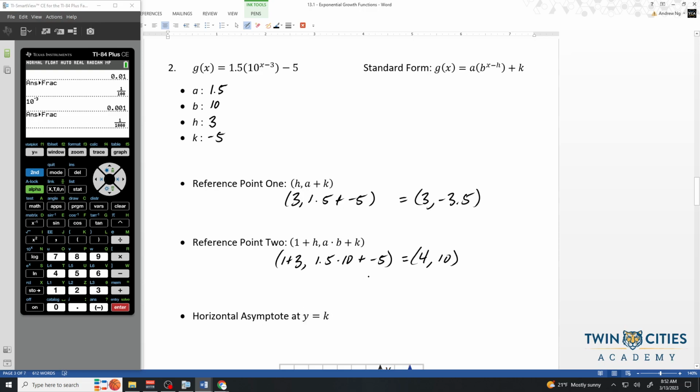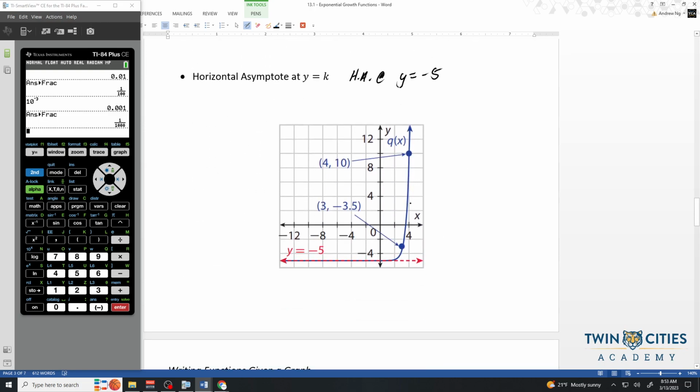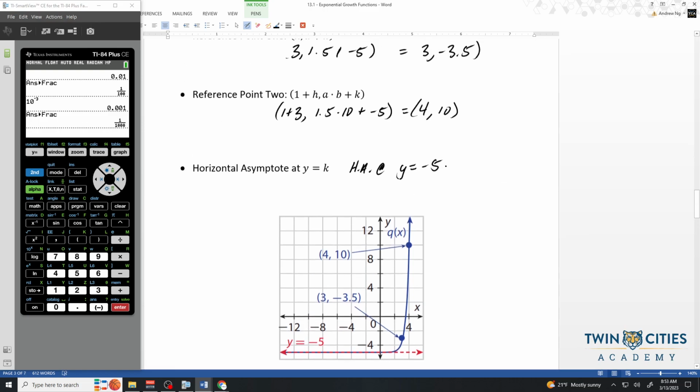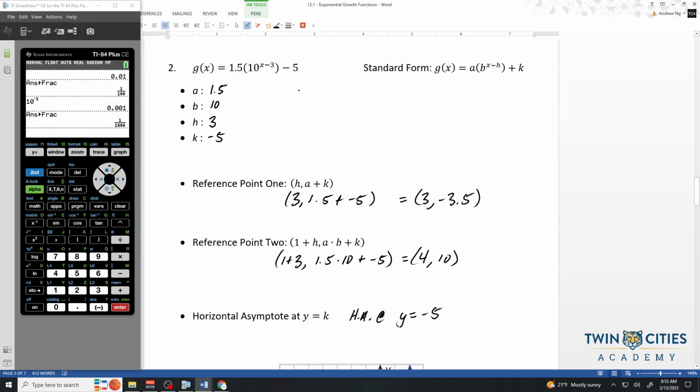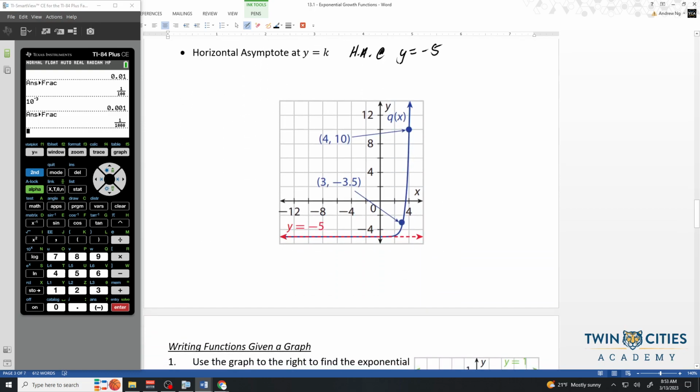And y equals k is my horizontal asymptote, so I will say there's a horizontal asymptote at y equals -5. Again, I would plot these 2 points, I would draw in my horizontal asymptote, and then when I go to just find the curve, it would look something similar to this. It's a very sharp curve here. All right, so what we did was we took the function, and then using a couple of reference points and the horizontal asymptote, I was able to find a reasonable approximation for the graph.